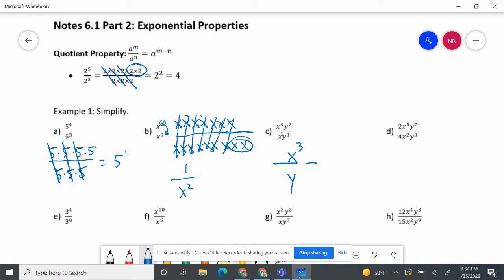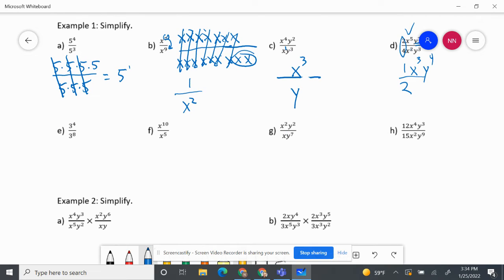In the same way, I'm going to take the 2/4, I'm going to reduce it to 1/2. 5 minus 2 is 3. Notice that there's more x's on the top, so I put x to the 3rd on top. 7 minus 3 is 4. Notice once again, there are more y's on top, so that would be y to the 4th on top. And that would be my answer.